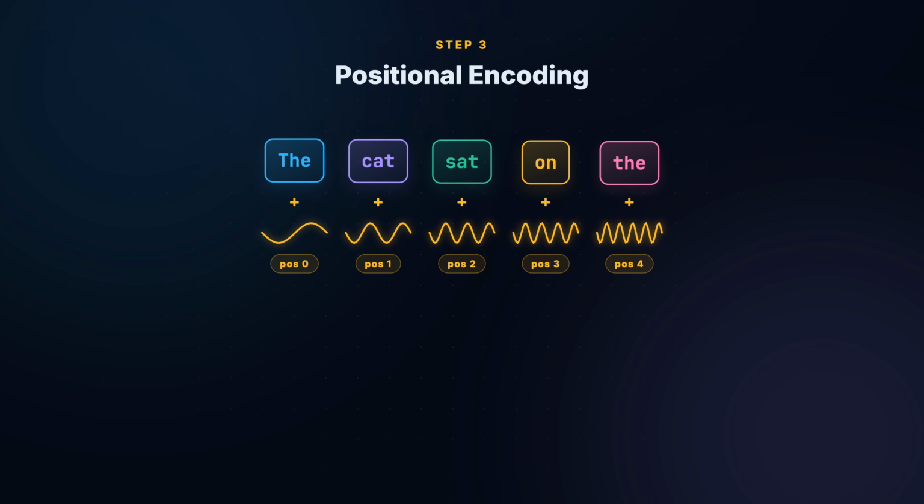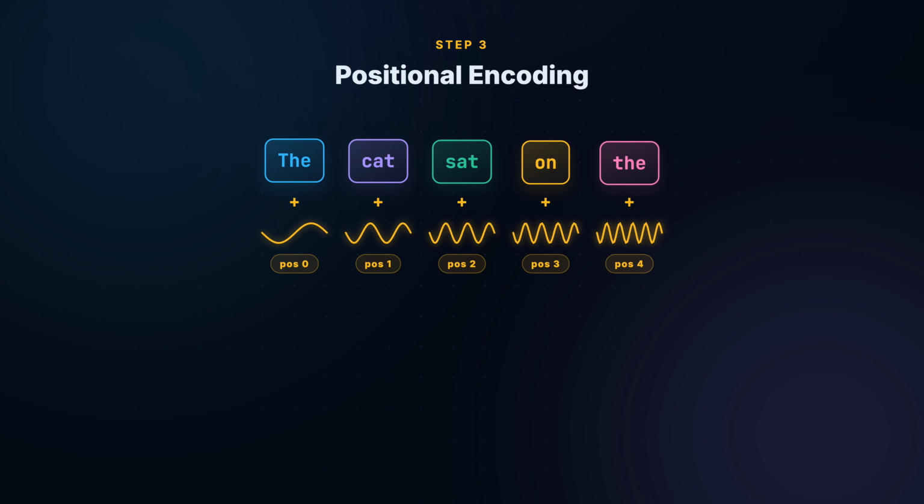In practice, positional information can be added in different ways. Some models use positional encodings, some use learned position embeddings, some use newer methods like rotary position embeddings. But the basic idea is the same. The model needs to know not only what each token is, but where it appears in the sequence.